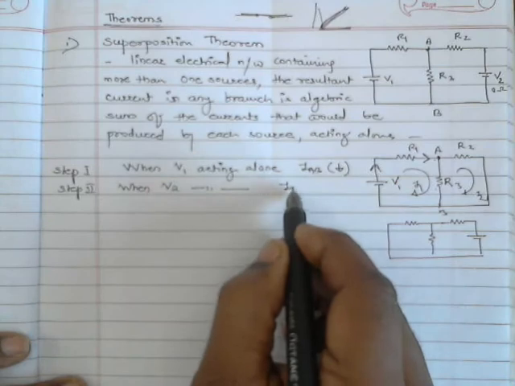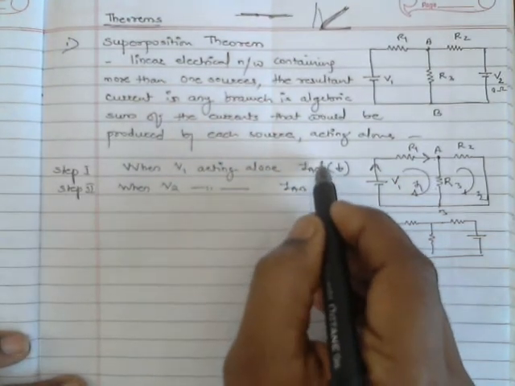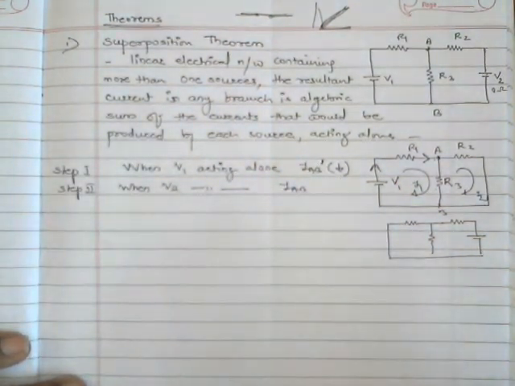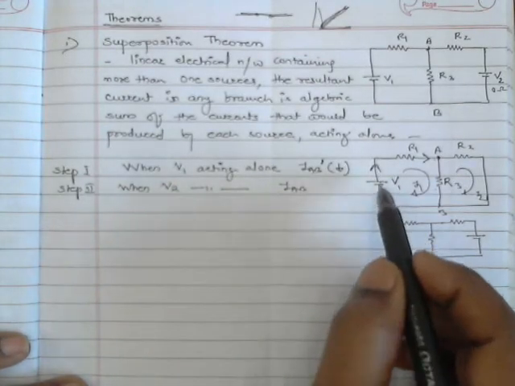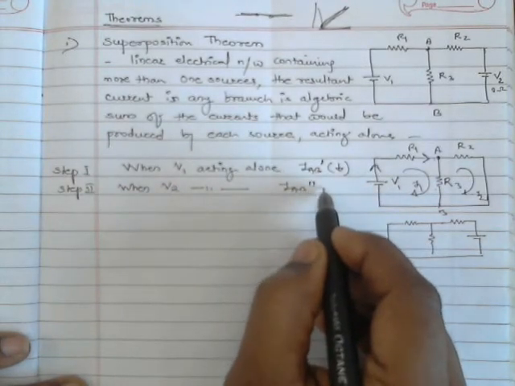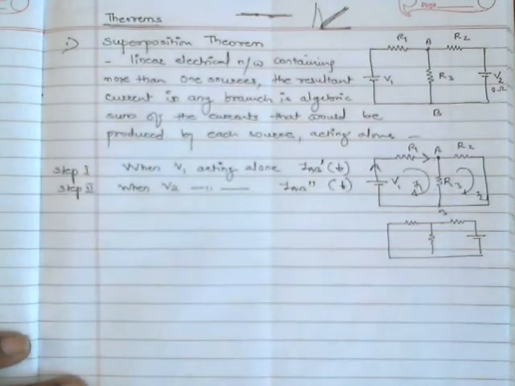Again find out the current AB, IAB. They call it as IAB dash because it is not main current. It is current due to one source. Again find out IAB double dash. Mention its direction, whatever it is.